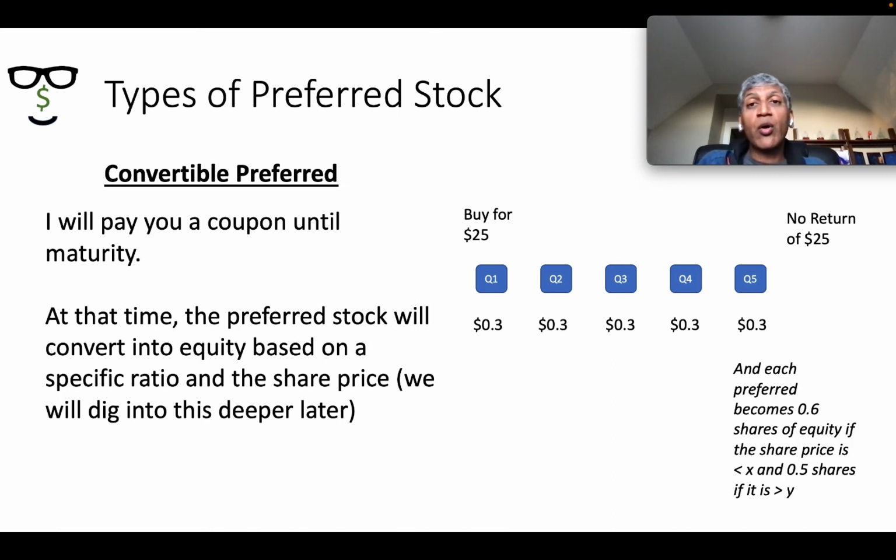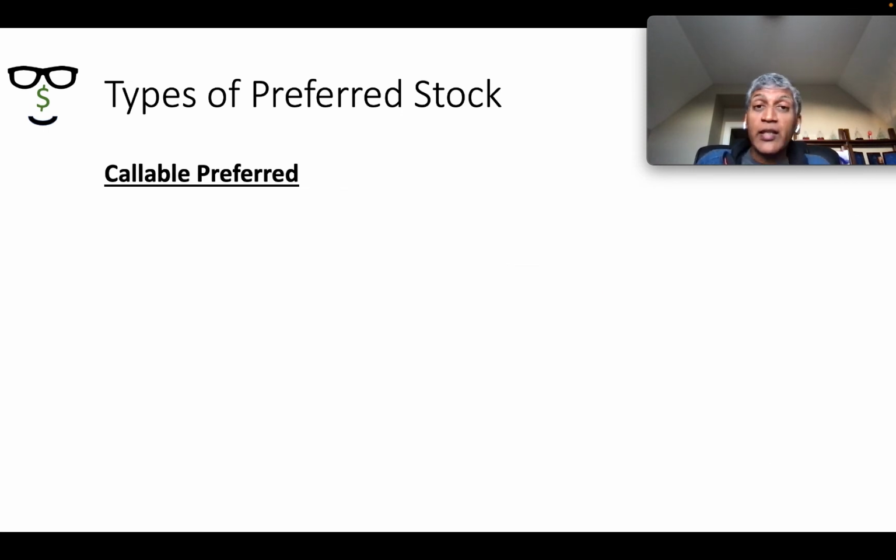Instead, your $25 becomes a certain number of shares in the company if the share price is above a certain number, or it becomes a different multiple of the shares of the company if the share price is below a certain number. Or it might just go pro rata if the share price is in between those two parameters. So the convertible preferred is a way for you to get your coupons and kind of pre-purchase the conversion into equity at a future date. And we'll dive deeper into this because there are some very interesting things to look at as we get deeper into this.